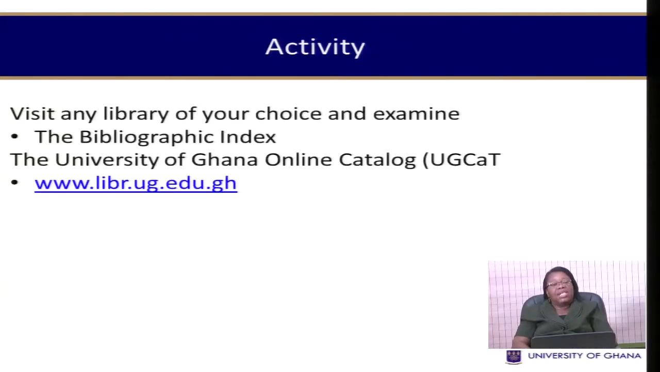So for your activity, you will need to examine some bibliographies. One bibliography is a bibliographic index, which is a current bibliographic index. Then you need to also visit BAM Library's website to be able to search the OPAC. You need to practice it so that you are familiar with the content of the OPAC, how the OPAC displays its information.